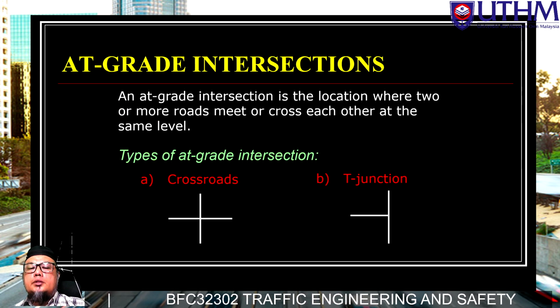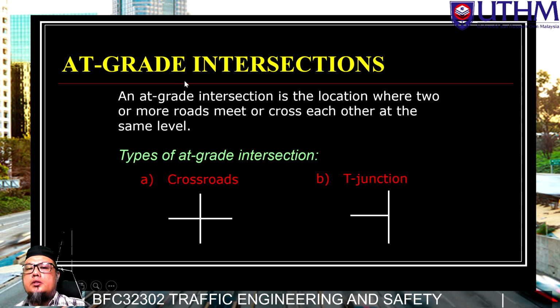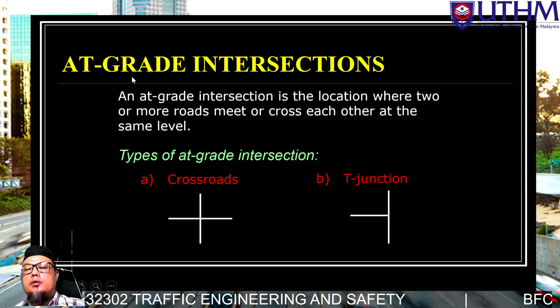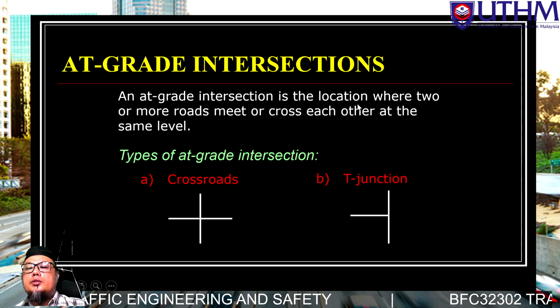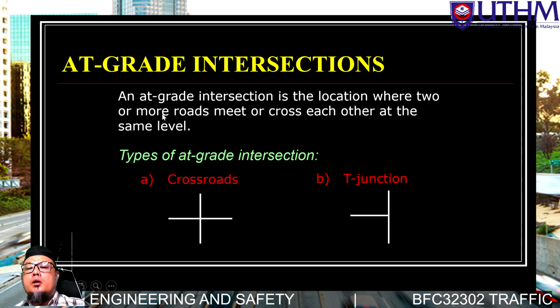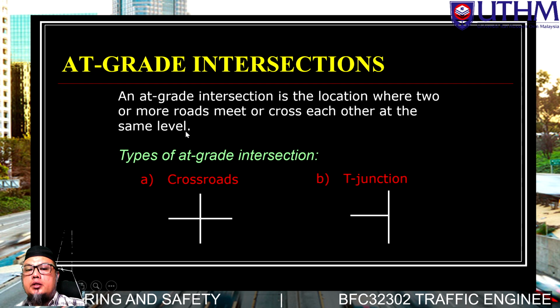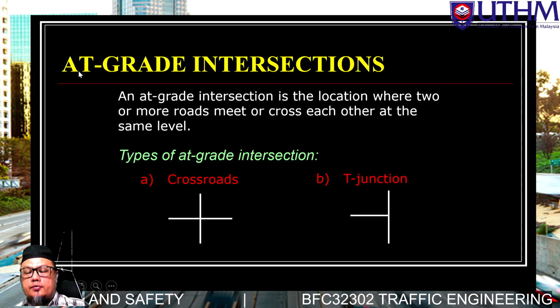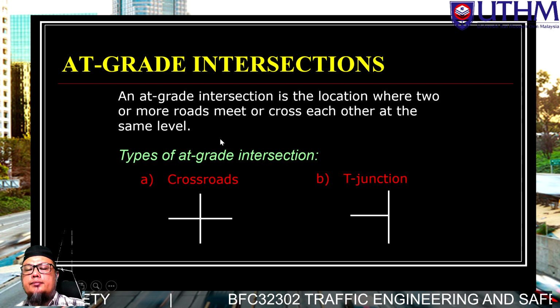Okay, at-grade intersection. Now we move to at-grade intersection. We just finished the priority intersection. This one is at-grade intersection. An at-grade intersection is the location where two or more roads meet and cross each other at the same level. If you find the term at-grade, this means it's the same level.